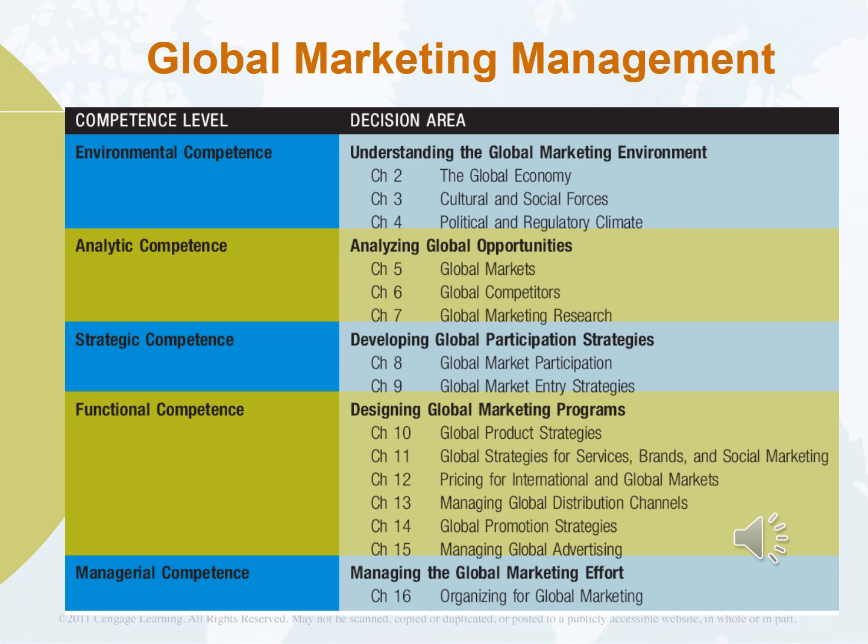That's strategic competence. Then chapters 10 through 15, we'll talk about designing your global marketing programs. That's your functional competence. And finally, in chapter 16, we're going to talk about managing the global marketing effort. That's your managerial competence. We can develop your competence in environmental analysis, analytical competence, strategic competence, functional competence, and finally, managerial competence to put everything together.